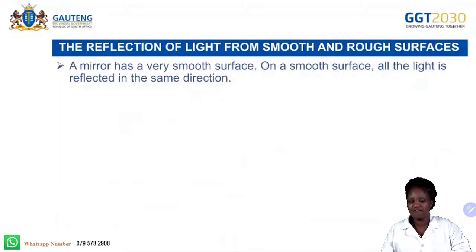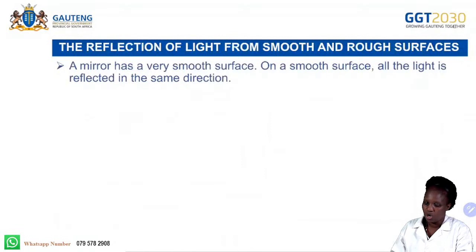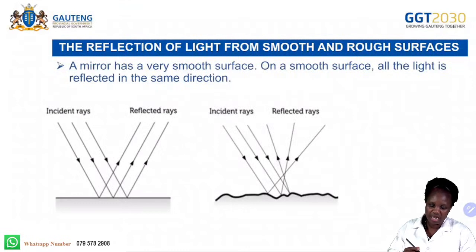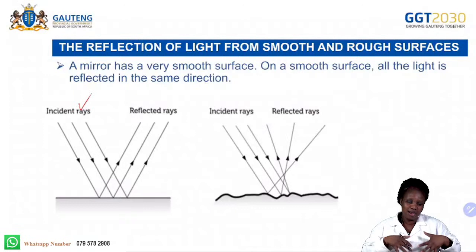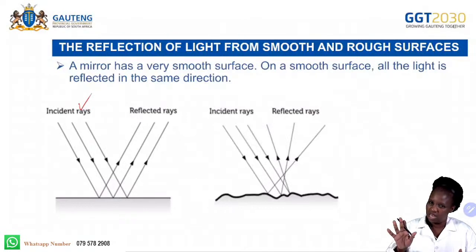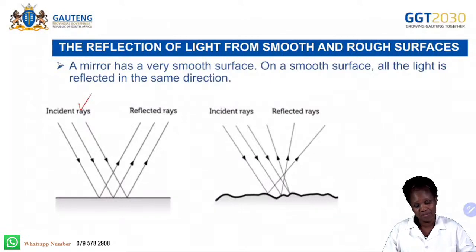A mirror has a very smooth surface. On a smooth surface, all the light is reflected in the same direction. For example, let's look at the incident rays here. These are incoming rays to the surface. Then the reflected rays will be reflected in the same direction.